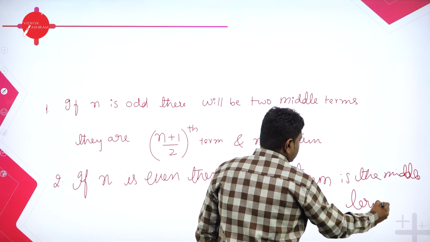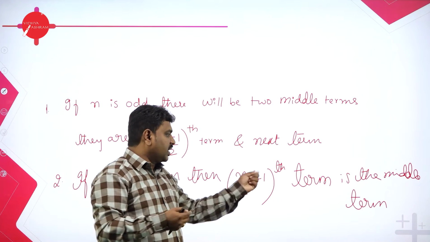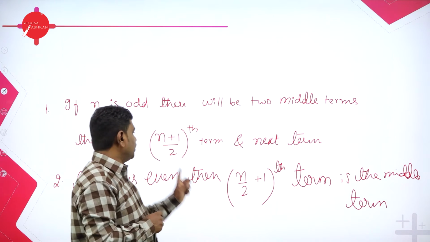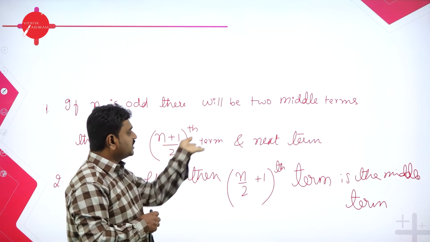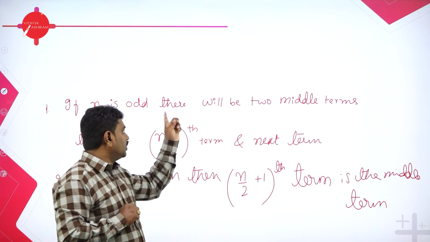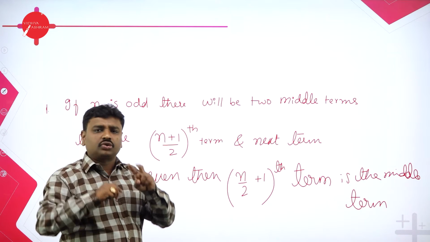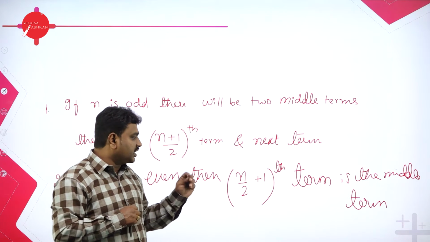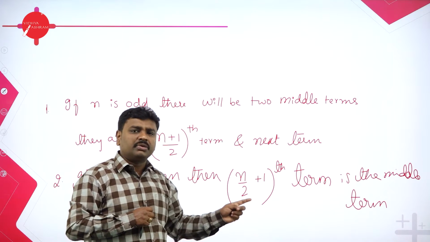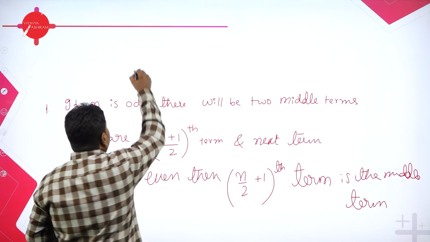See, please understand, if n is even, it is divisible by 2, divide by 2 and add 1. If n is odd, it is not divisible by 2, so add 1 and divide by 2 and the next term you take. Suppose n is 11, 11 is an odd number. So 11 plus 1 is 12, 12 by 2 is 6, so the 6th and 7th terms are the two middle terms. If n is 20, 20 is an even number. 20 by 2 plus 1. 20 by 2 is 10, 10 plus 1 is 11. The 11th term is the middle term. Like that, and then you have to use the general term formula.